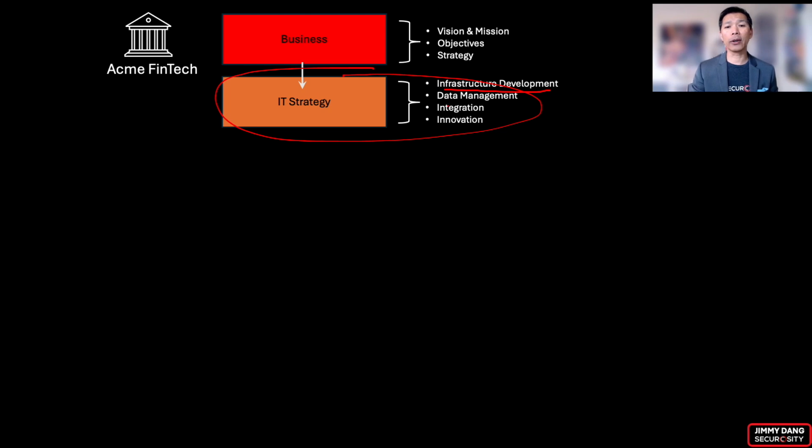And also the next layer is the data management, ensuring access to large, high-quality data sets necessary for training of our AI models. The integration piece, seamlessly integrating AI capabilities into existing systems and workflows. And finally, innovation, continuously exploring new AI techniques and applications to maintain our competitive edge. That is a high-level IT strategy.